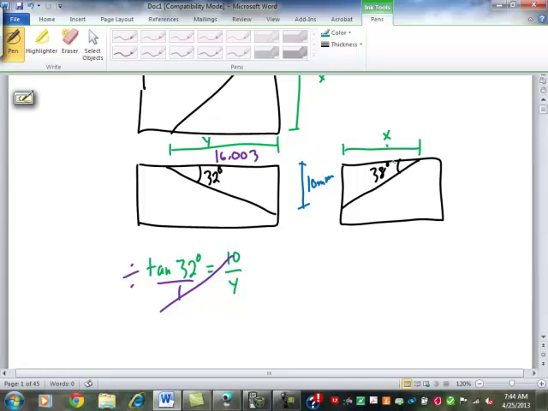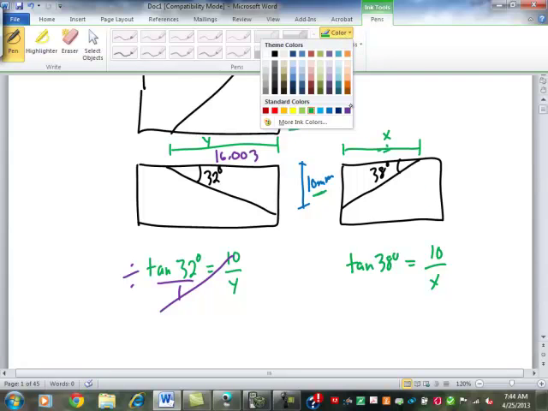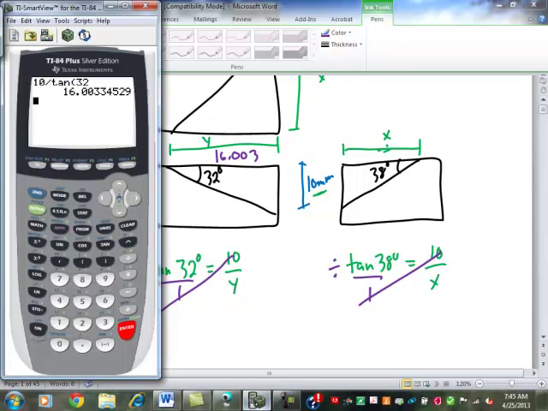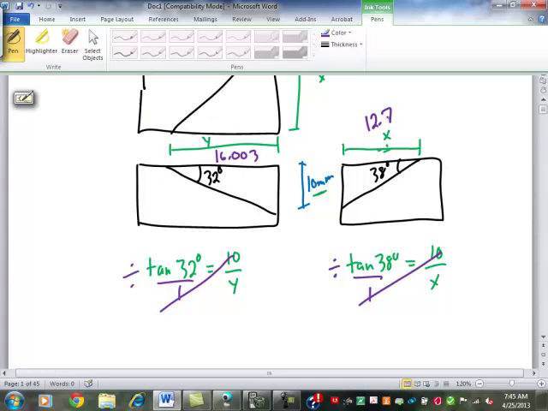Over here now to find x, it'll be the tangent of 38 degrees equals 10 over x, because 10 is your opposite side and x is your adjacent side. We put this over 1 so we can cross multiply and divide. So it is 10 divided by the tangent of 38. Giving us 12.799. So of course this over here is also 12.799. And those are in millimeters, of course.